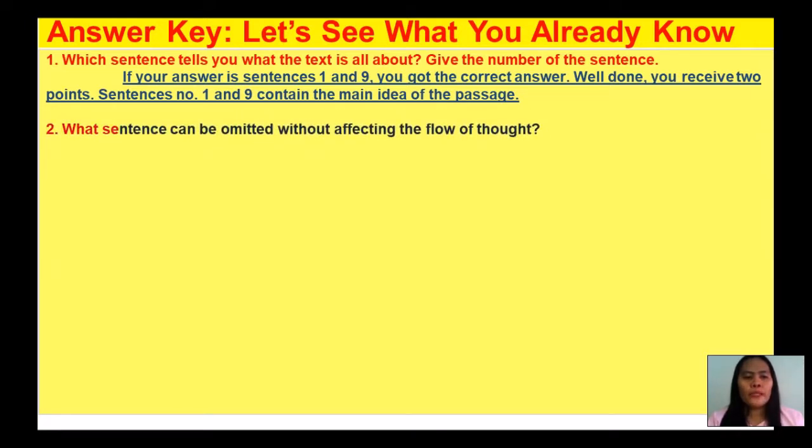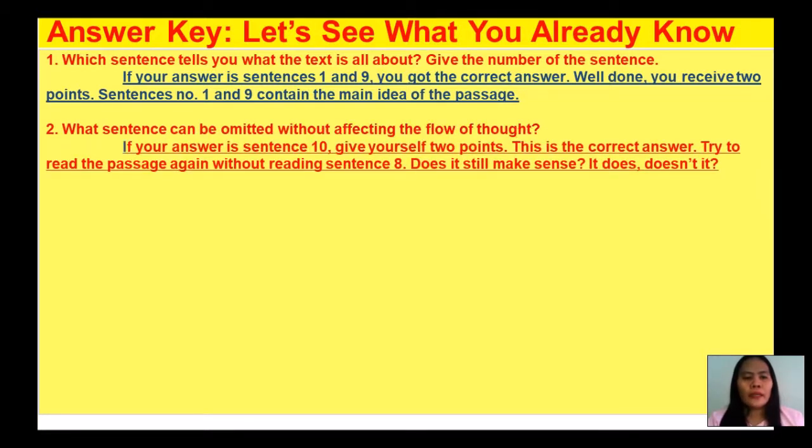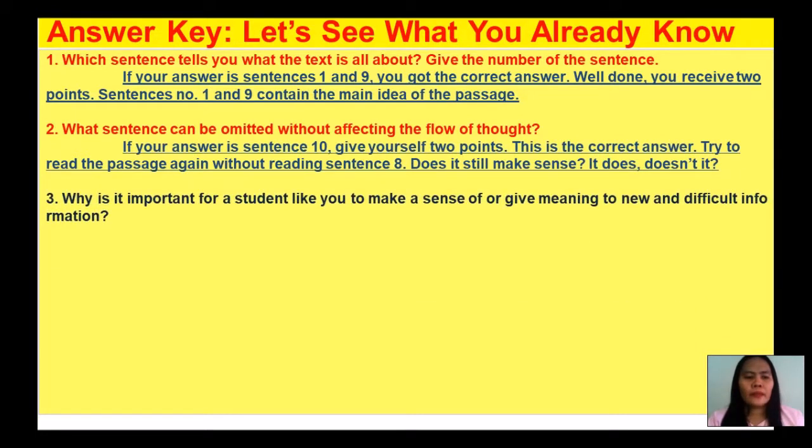Number 2. What sentence can be omitted without affecting the flow of thought? If your answer is sentence 10, give yourself 2 points. This is the correct answer. Try to read the passage again without reading sentence 8. Does it still make sense? It does, doesn't it? Number 3. Why is it important for a student like you to make a sense of or give meaning to a new and difficult information?